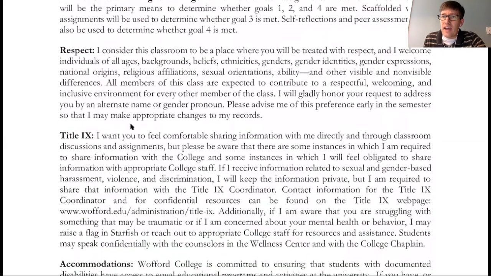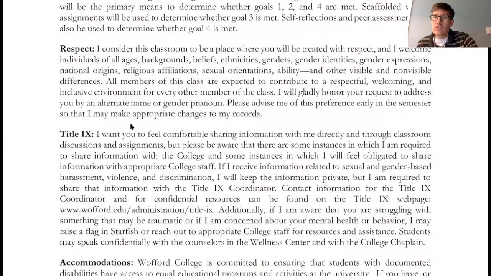I do want to highlight the fact that this classroom is a place where we all will be treated with respect, regardless of age, background, belief, ethnicity, gender identity, gender expressions, national origins, religious affiliations, sexual orientations, ability, all of those sorts of things. So I want to make sure that you are respectful of others, and I will do the same. If you would like me to address you by an alternate name or gender pronoun, please let me know, and I'm happy to do that for you.